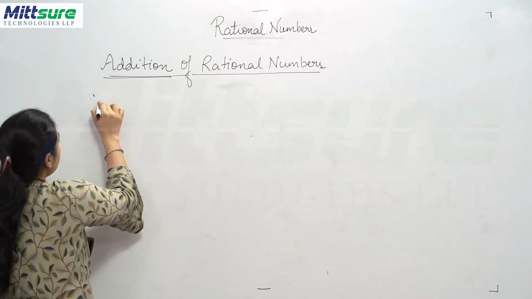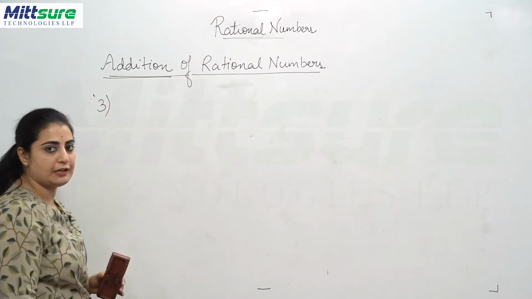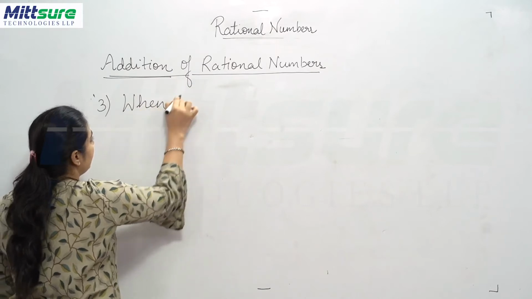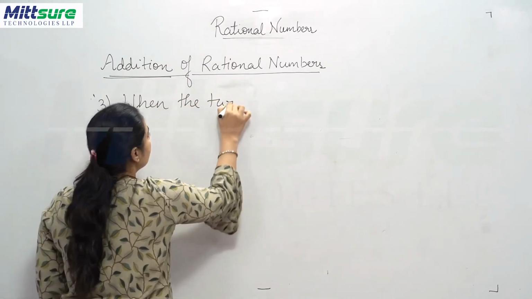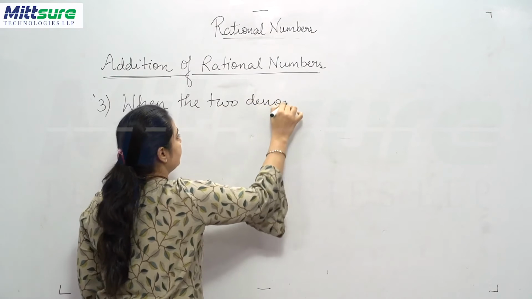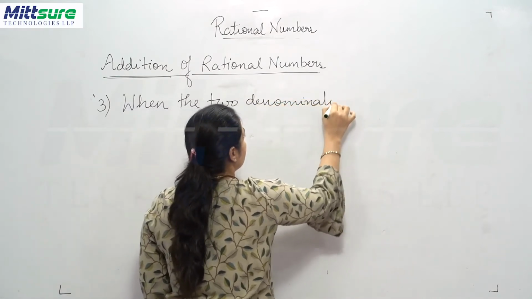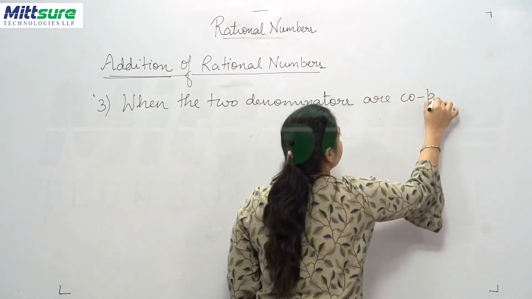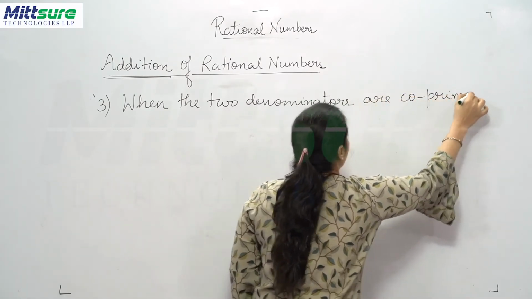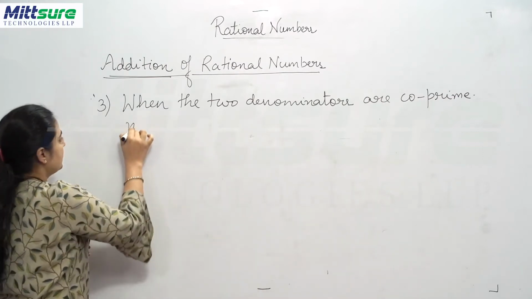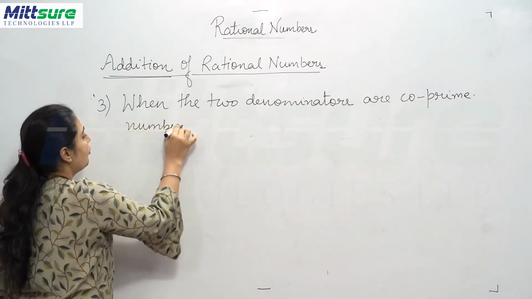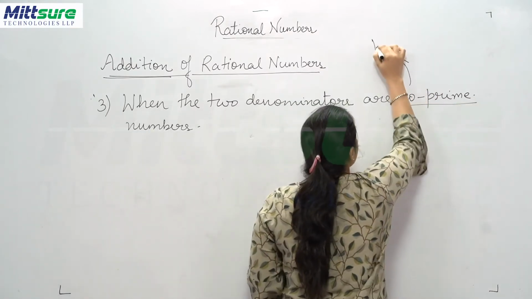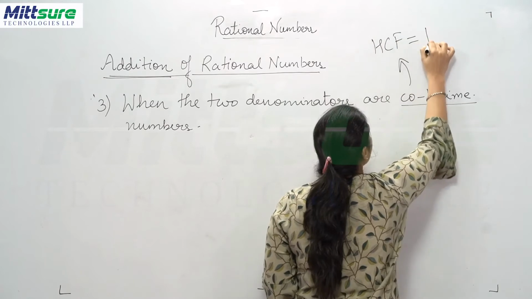So, the third condition of addition of rational numbers says that when the two denominators are co-prime numbers. Now what do you mean by co-prime numbers? Co-prime numbers are numbers whose HCF is equal to 1.